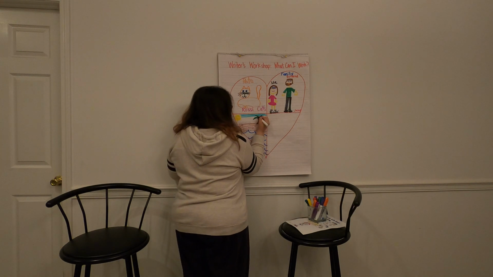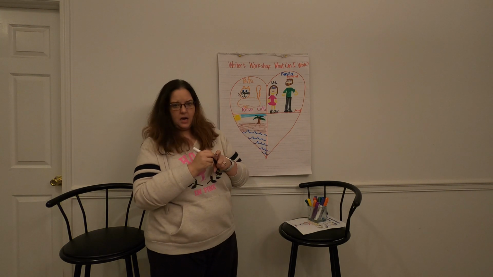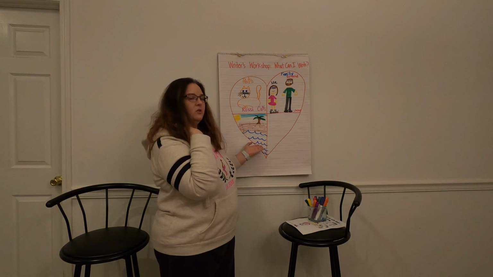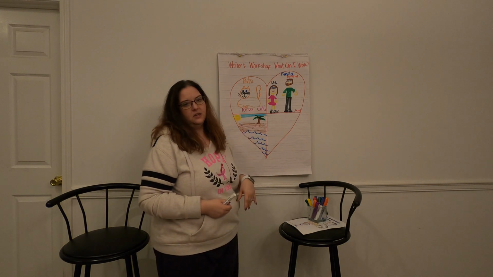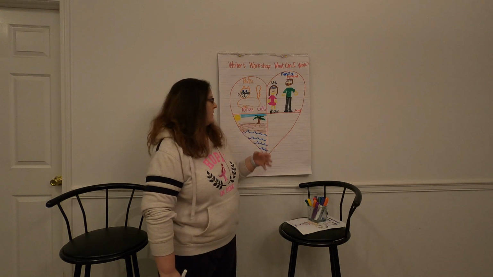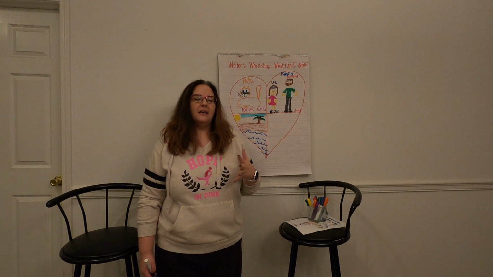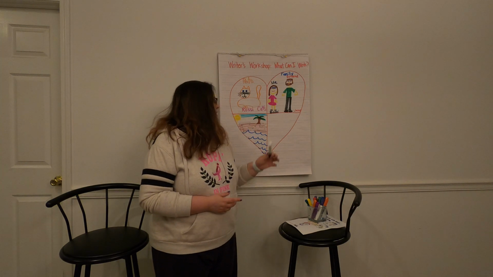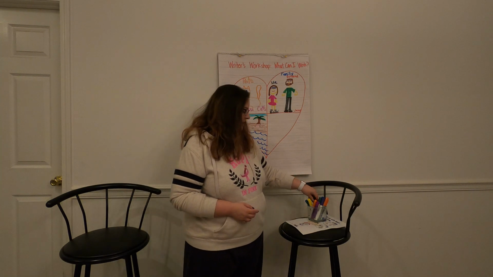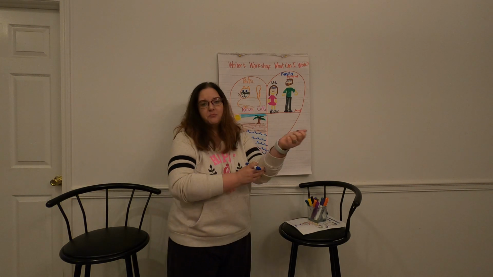Now, I could add more. How could I add more details to my drawing? What could I do? I could add some ocean animals in the water, right? I could add me laying on the beach if I like to lay on the beach. Or if you like to build a sandcastle, you could draw that. If you like to play with a beach ball or play volleyball, you could draw that. So for now, I'm just going to leave that. So my favorite place I like to go is the beach.